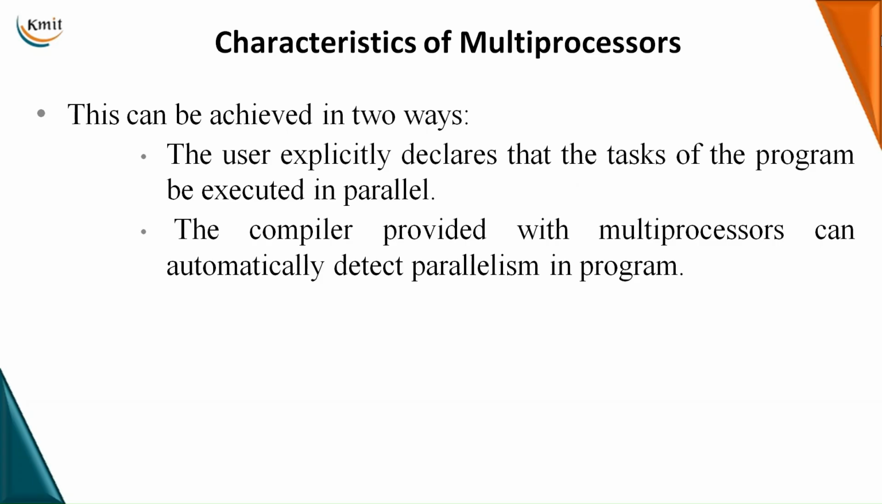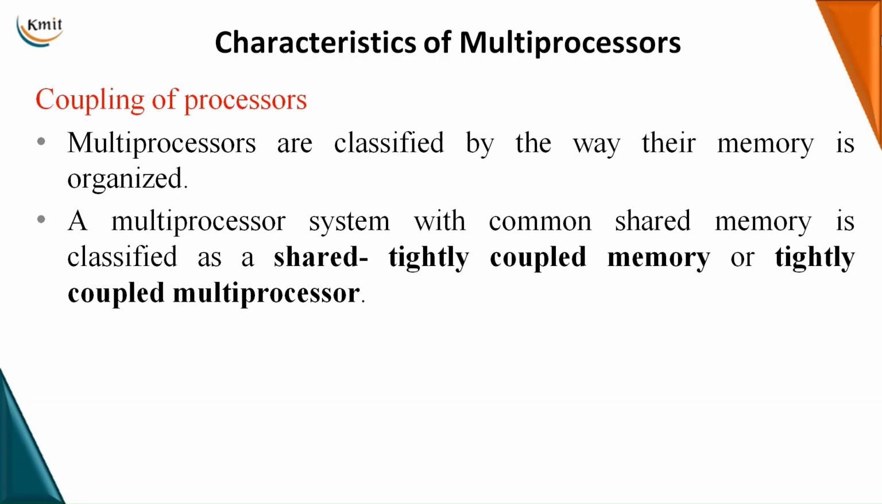It can be achieved in two ways. The user can explicitly declare the task of a program that can be executed in parallel, or the compiler, which is provided with multiprocessors, can automatically detect the parallelism in your program and assign the task to your multiple CPUs.